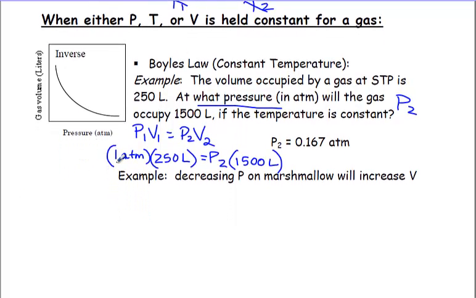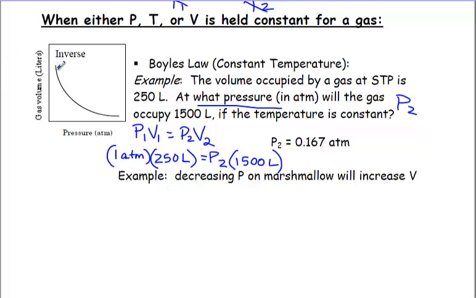Another example is decreasing pressure on a marshmallow. It will actually increase the volume. So have you ever actually put a marshmallow in the microwave? You're decreasing the pressure, allowing it to expand, therefore the volume is going to increase.